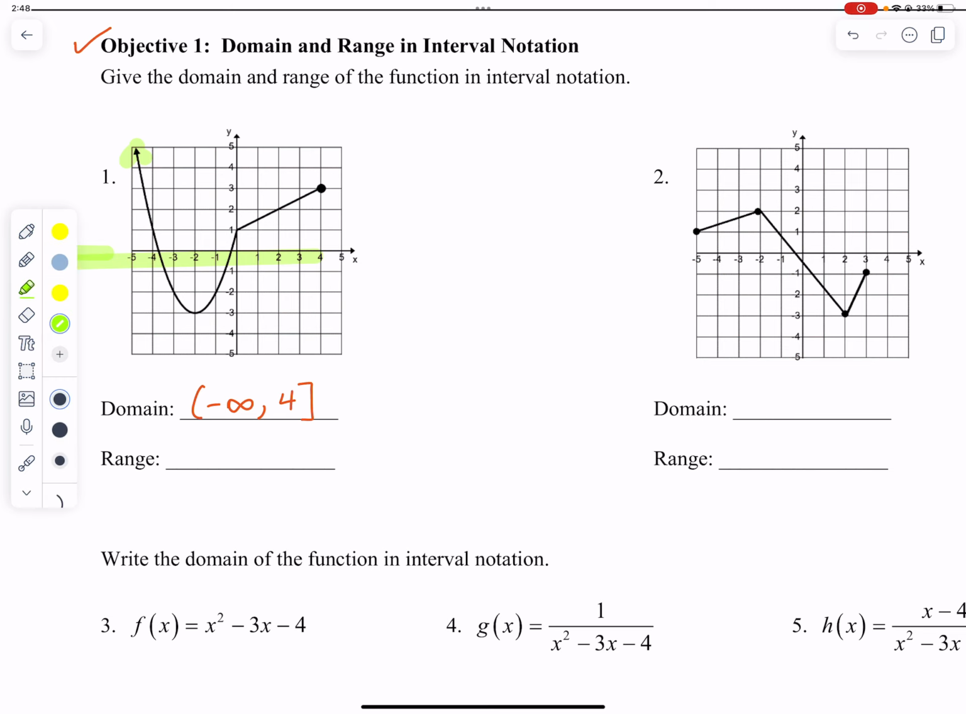Now, taking a look at the range, we start down here, and we don't see anything until we hit y equal to negative 3, and then we will go all the way to infinity because of that arrow. So let's go ahead and take this off. As you can see, our range will be from negative 3 all the way to infinity.